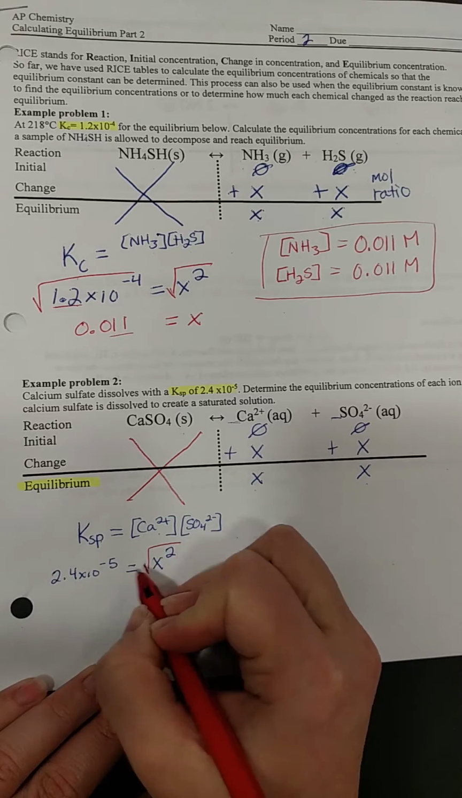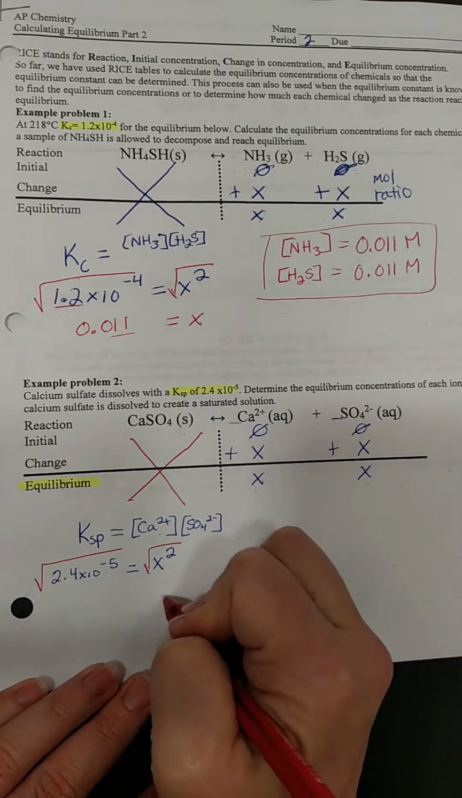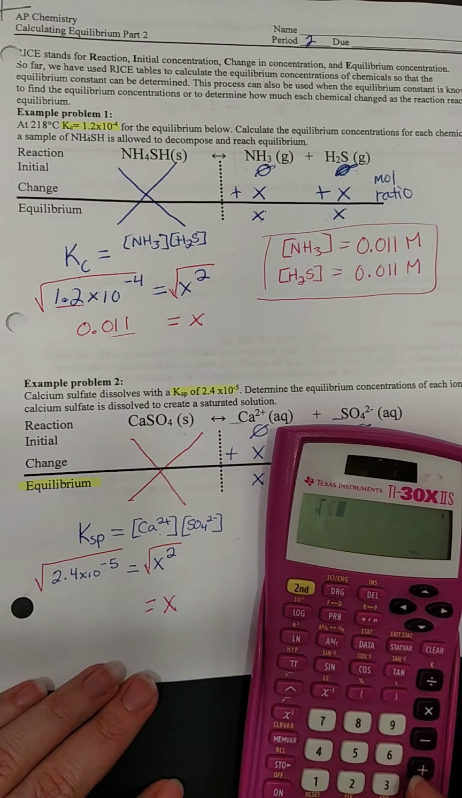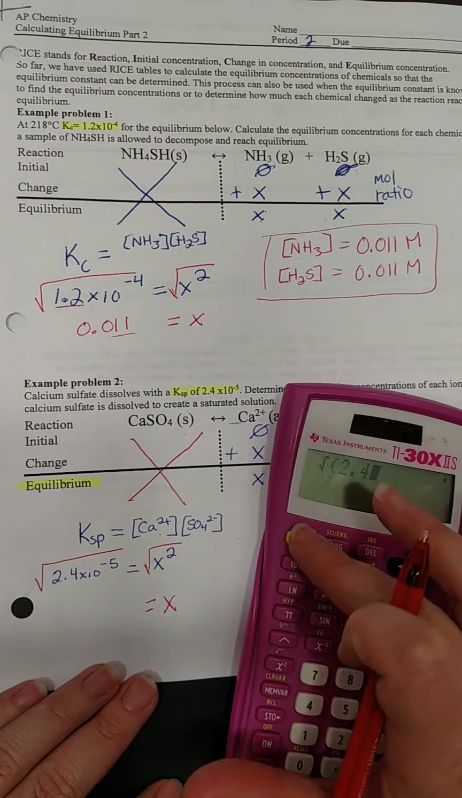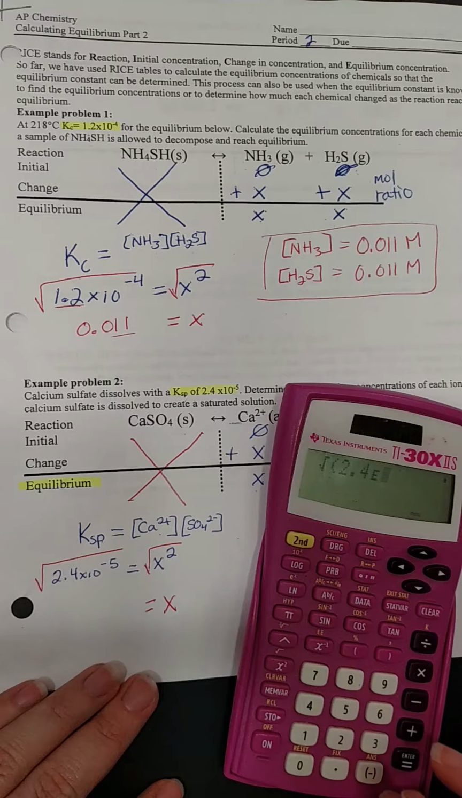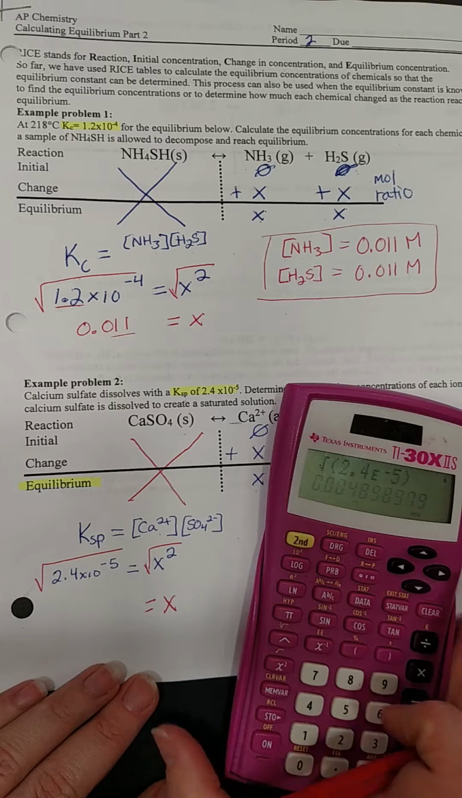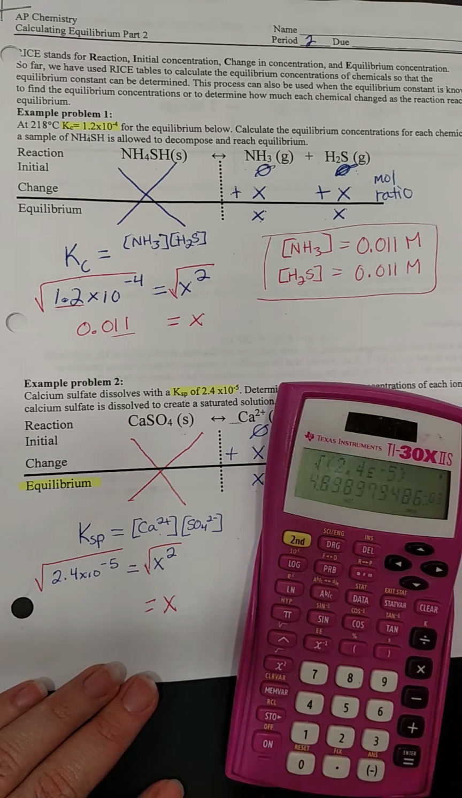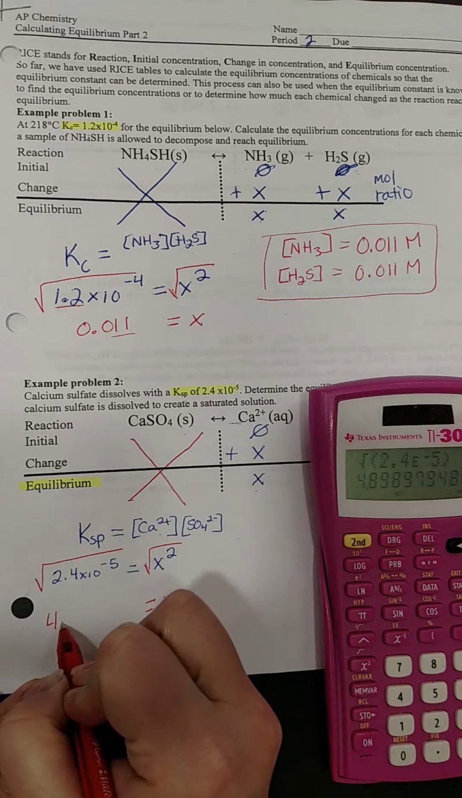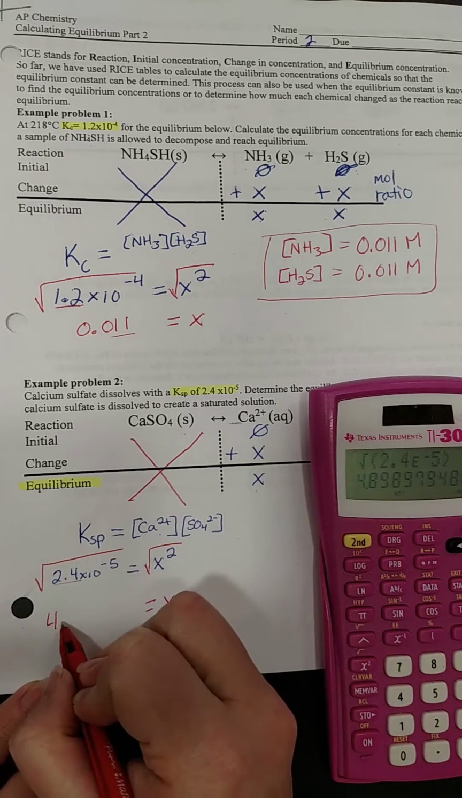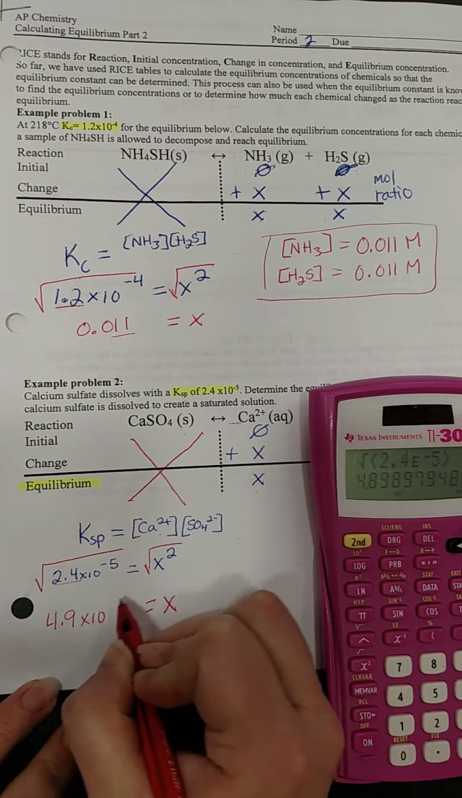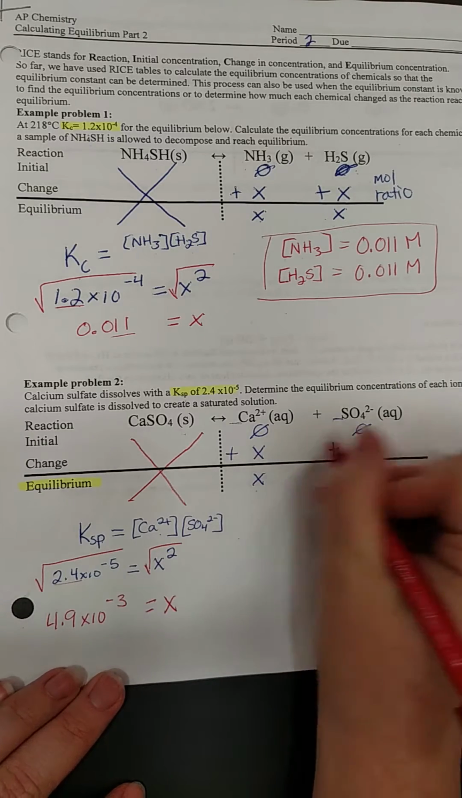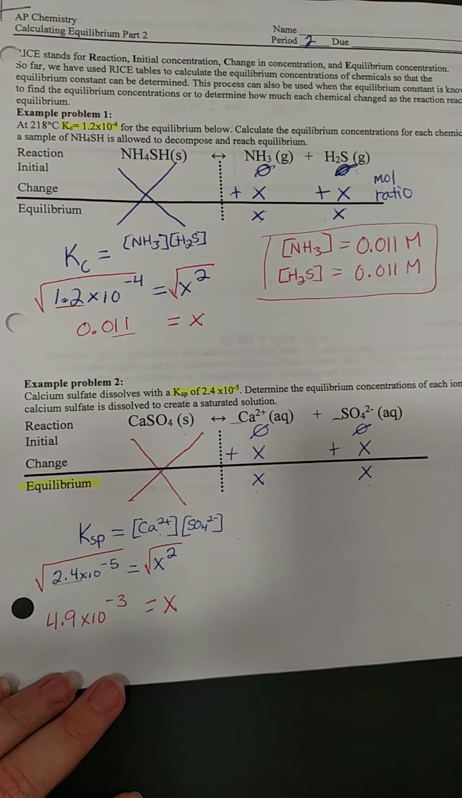From here, we want to solve for x. We're going to take the square root of both sides of the equation, and x will equal the square root of 2.4 times 10 to the negative 5, which is 0.00489. I'm going to go ahead and put that in scientific notation. So 4.89, we have two significant figures, so 4.9 times 10 to the negative 3. That's our x value.